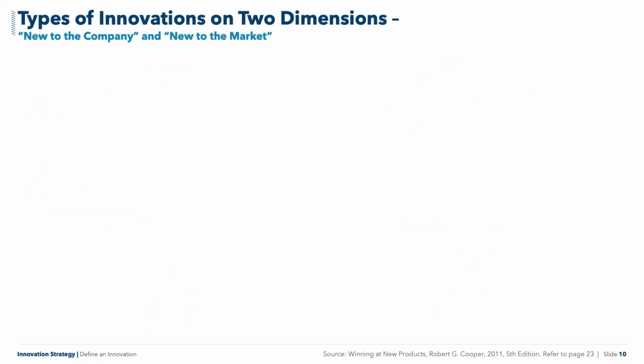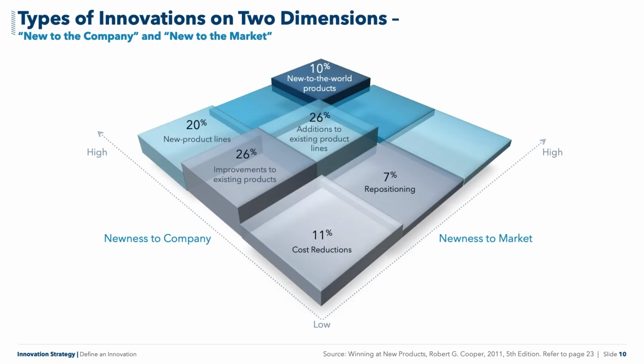Now let's consider various types of innovations on two dimensions. On the left, we have the level of newness to the company, and on the right, the level of newness to the market. On the low end of newness, there are cost reductions and repositionings. In the middle, there are improvements to existing products and additions to existing product lines. On the high end, there are new product lines and new-to-the-world products. The question is, using the previous definition of an innovation, are these all innovations?